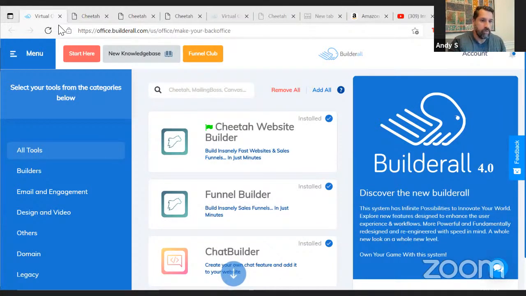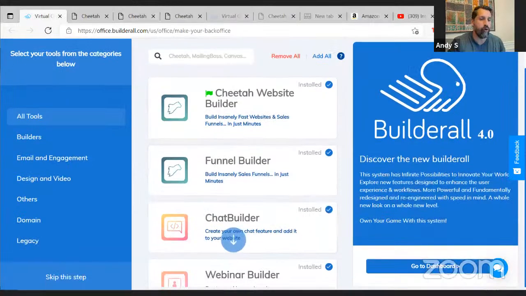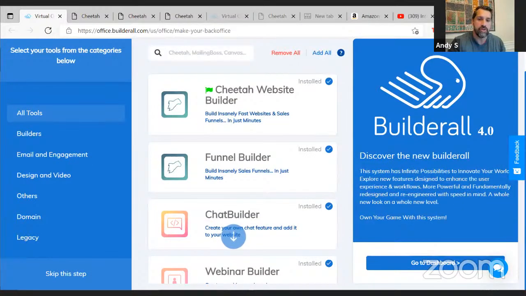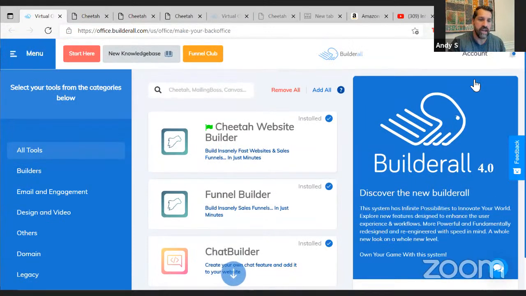Okay, so Builderall is a site, and the site is very simple. It's to create and build web pages, funnels, chats, all kinds of things. They have about 40 some apps in here that you can use to create web pages, so that people can come to your web page, look at the things that you're involved in, and you can direct them to the other platforms that we have.